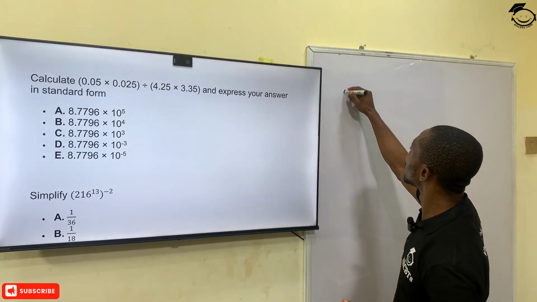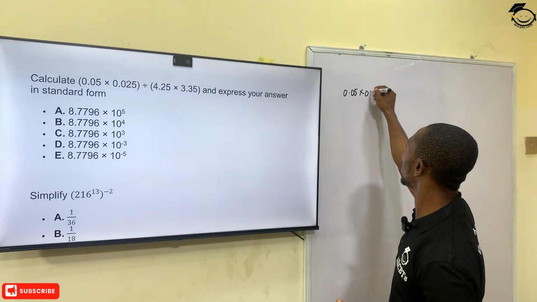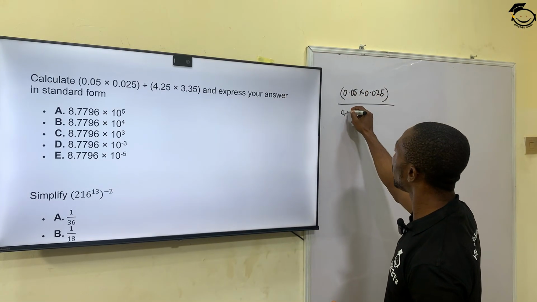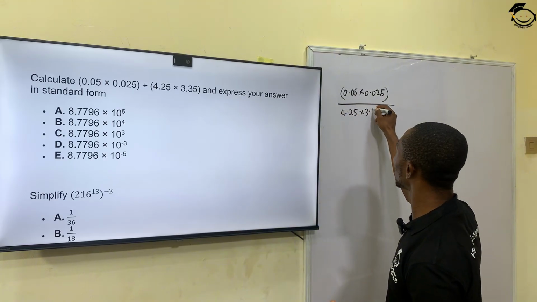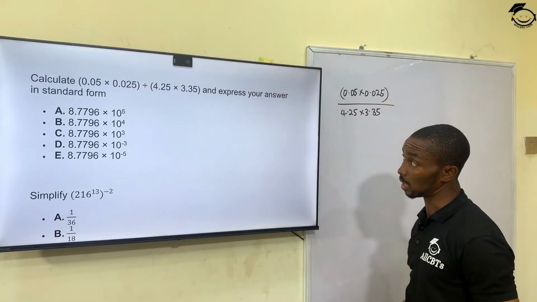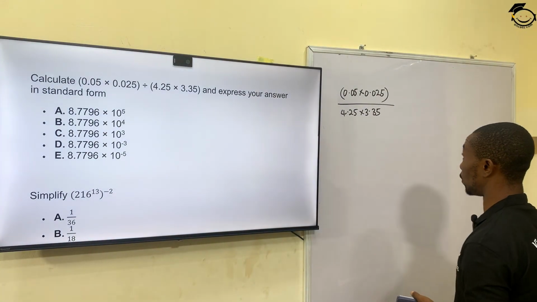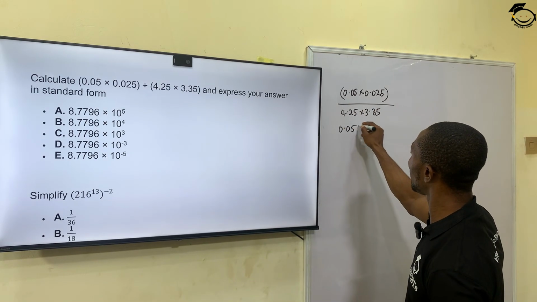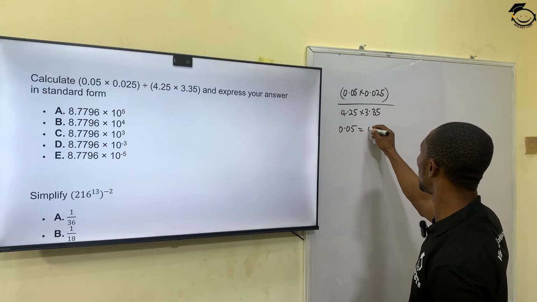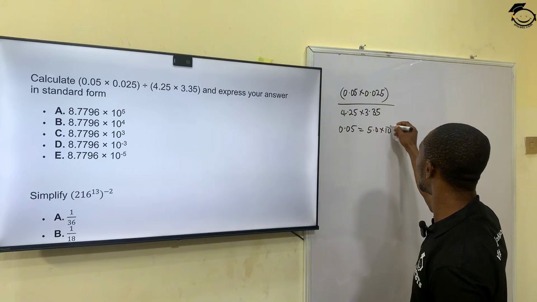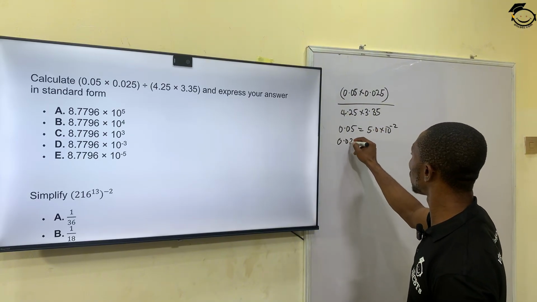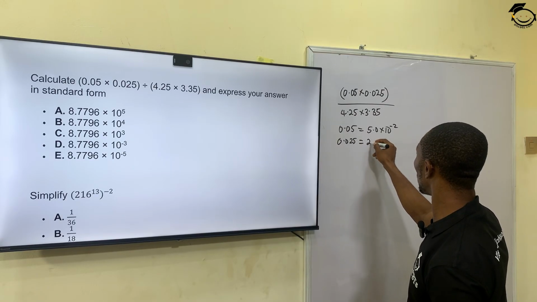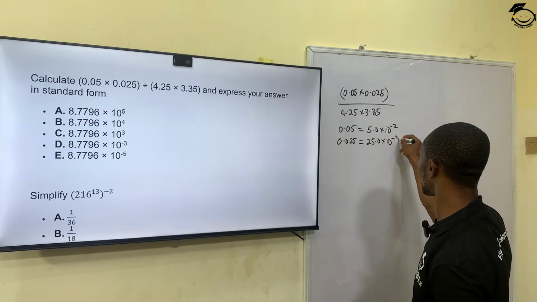Calculate 0.05 times 0.025 divided by 4.25 times 3.35. Now, it says express your answer in standard form. For our numerator, we can say our 0.05 is something as 5.0 times 10 raised power minus 2, and 0.025 is something as 25.0 times 10 raised power minus 3.